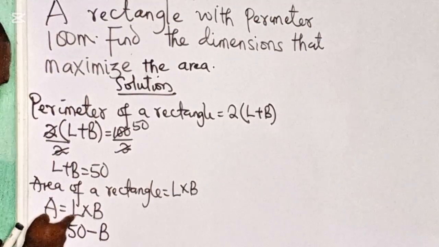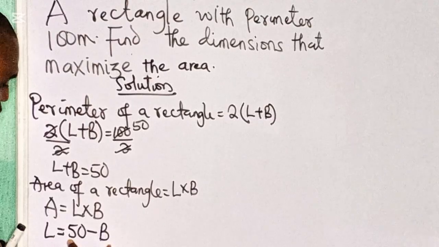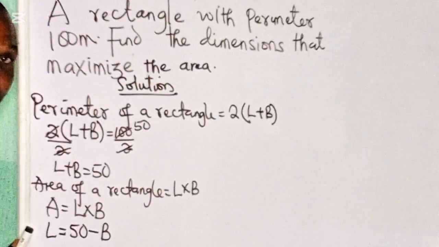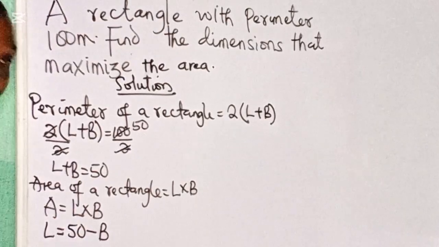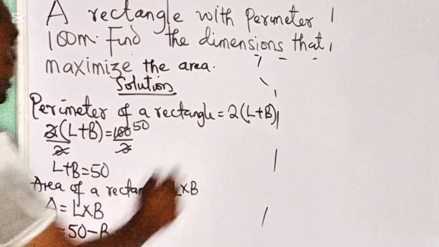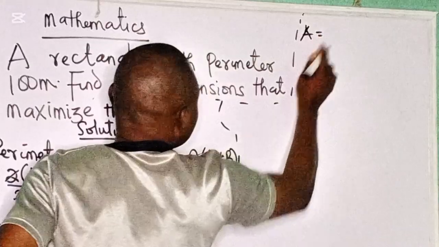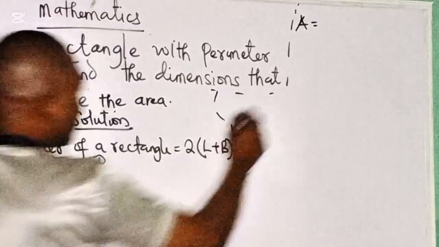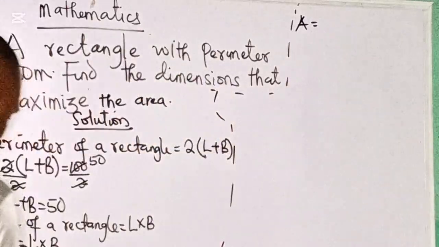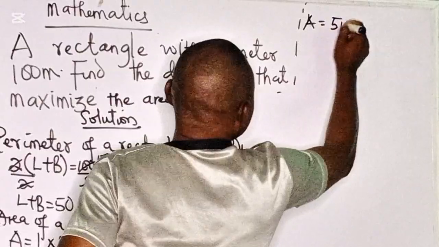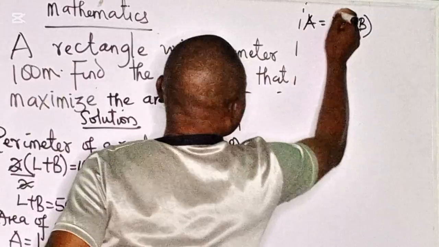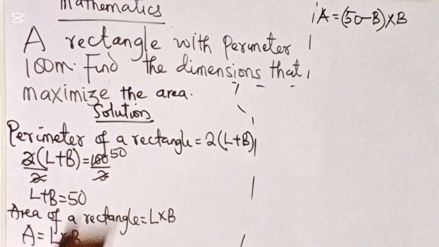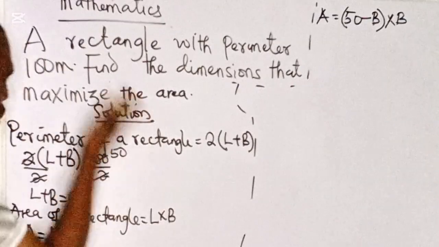Now, anywhere I see L here in the area, I'll put the value 50 minus B. Is that clear? In place of L here, since L is equal to 50 minus B. My A, which is the area, is equal to, now from what you're having here, my L is 50 minus B. So 50 minus B times B. Now, I can open the bracket from there.